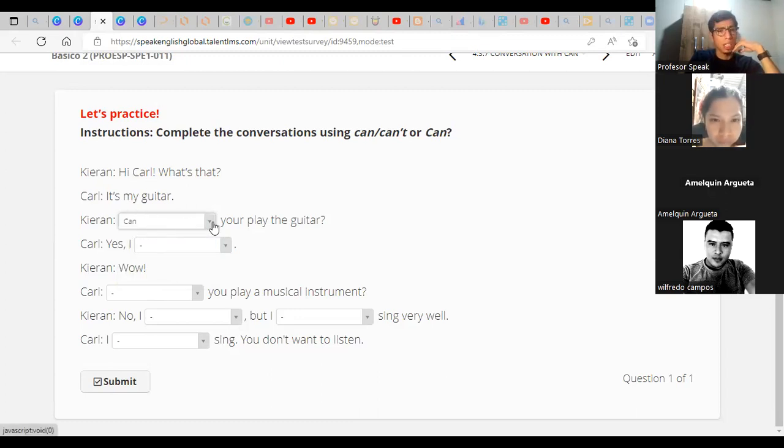Kieran says, can you play the guitar? Aquí hay un error, porque no es can you, sino can you. Can you play the guitar? Okay, so can you play the guitar? Yes, I can or can't? Can. Yes, I can. Wow. Can or can't? Can. Can you play a musical instrument? No, I can't, correct. But I can sing very well.